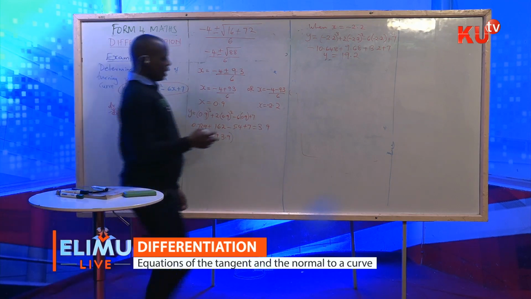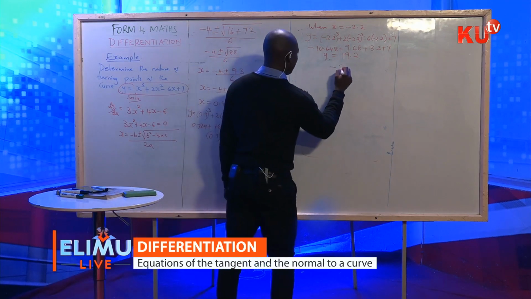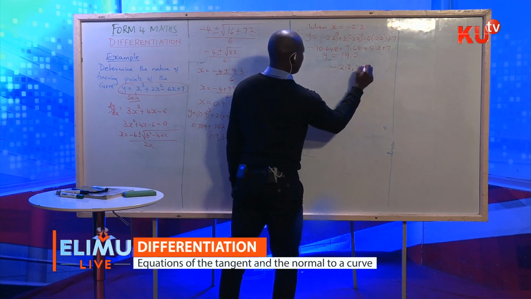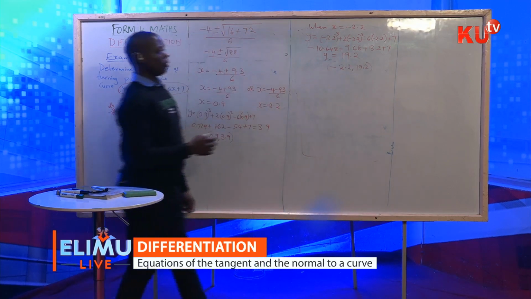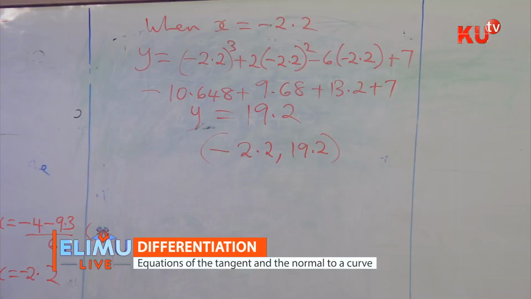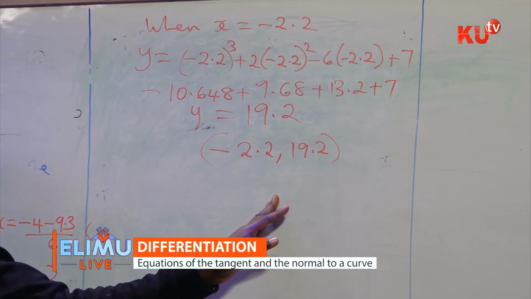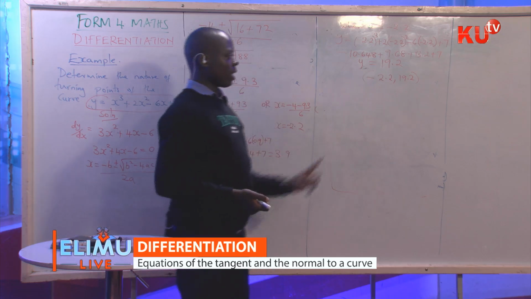Now, what is that coordinate? The coordinate, therefore, is negative 2.2, 19.2. These are the turning points of the curve. They are the turning points of the curve.